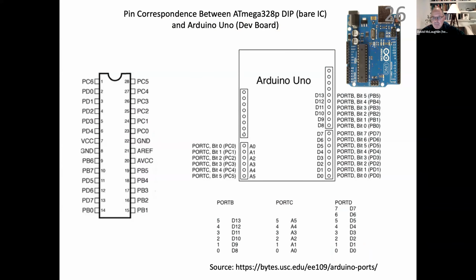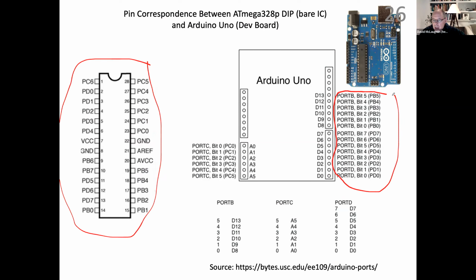Now, what's the relationship between the Arduino Uno, the device we're going to use as our development board, and the chip? Well, here's the chip, and you can see all of its pins. And then this drawing here shows you the correspondence between the ports that we're going to care about and the pins on the Arduino. Okay, so we'll be making use of this figure a lot.